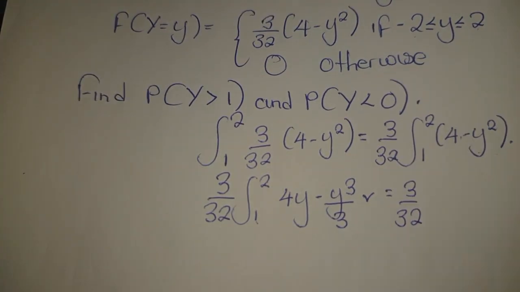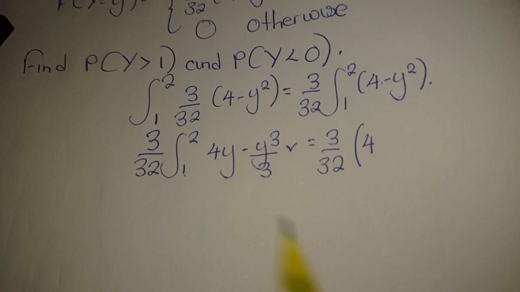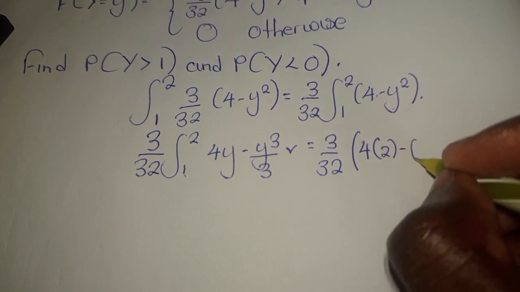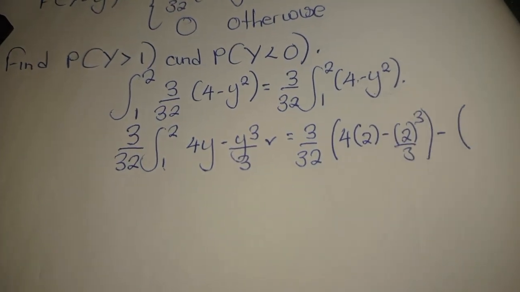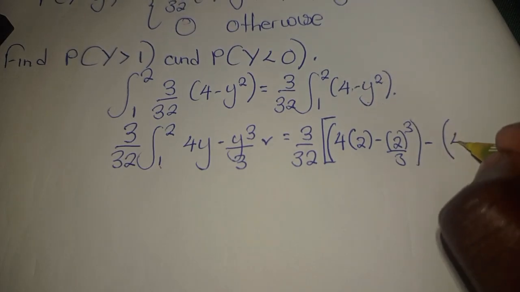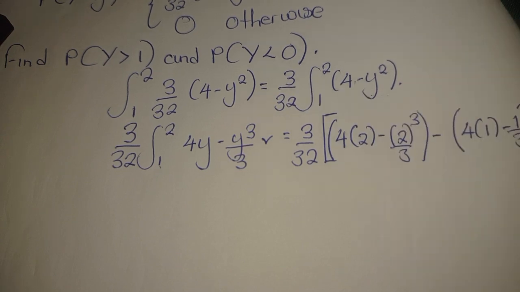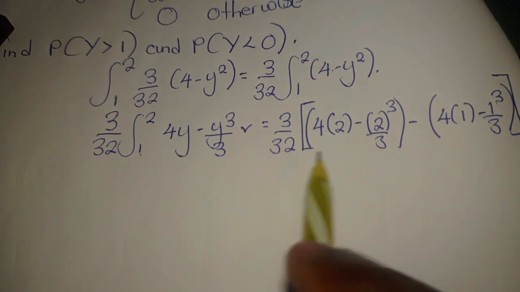So remember, we have 3 over 32, open bracket, 4. This 2 is basically for the upper limit. So we have a 2 here, minus 2 to the power 3 over 3. We have a minus, open bracket. Then this one goes for the lower limit of the equation. So we have a 4 and a 1 here, minus 1 to the power 3 over 3. So this is the expression that we have derived.